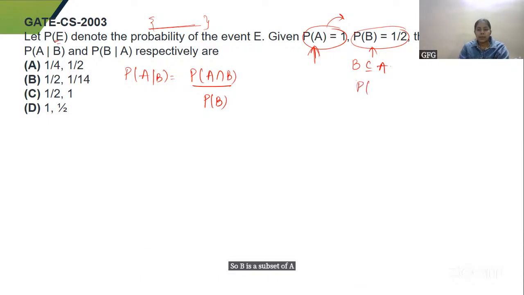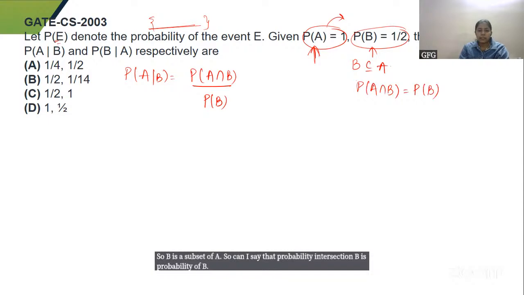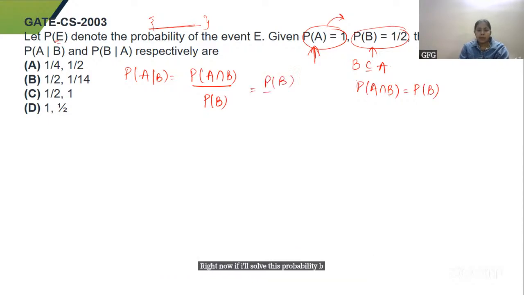So can I say that probability A intersection B is probability of B? Right now, if I solve this, probability B upon probability B, so it would get cancelled, we'll get 1.